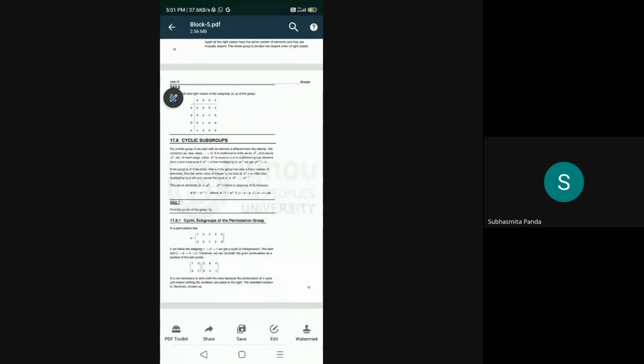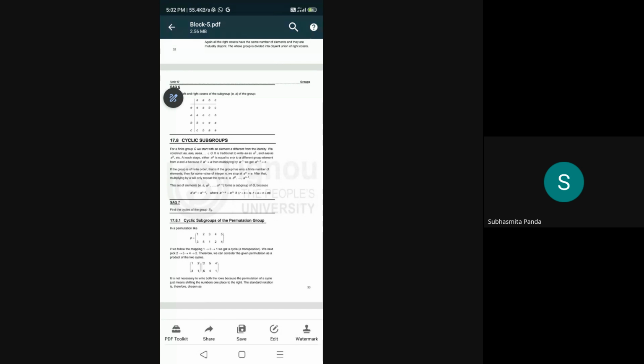For a finite group G, we start with an element A different from the identity. So we can construct A, then A squared, A cubed, etc. It is very traditional to write A·A as A square and A·A·A as A cube. At each stage, either A to the power n is equal to E or to a group element different from E and A, because if A to the power n is equal to A, then multiplying by A inverse, we get A to the power n minus 1 is equal to E.